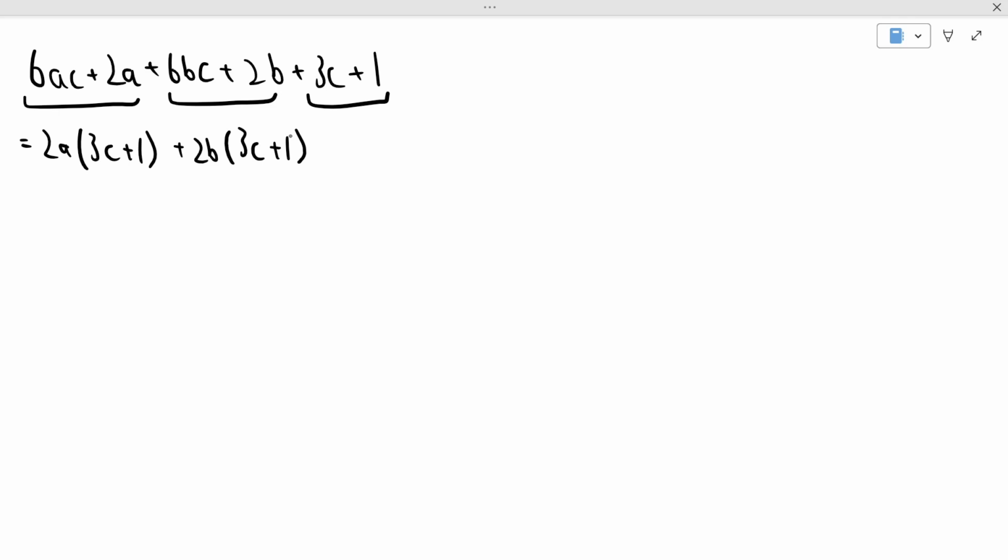So now we're done with our second group, and we're left with the 3c plus 1, which we'll put in parentheses. And now we can see from our partially factored expression that all 3 terms have a 3c plus 1 in common. So we'll take out a 3c plus 1 from each term. So if we take out a 3c plus 1 from our first term, we're left with a 2a. And if we take out a 3c plus 1 from our second term, we're left with a 2b. And for our third term, we can think of 3c plus 1 as 1 times parentheses 3c plus 1. So if we take out a 3c plus 1 from our third term, we're simply left with a 1. And this is our final factored expression.